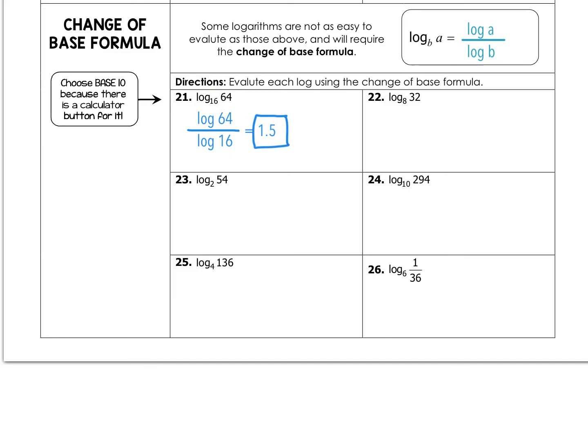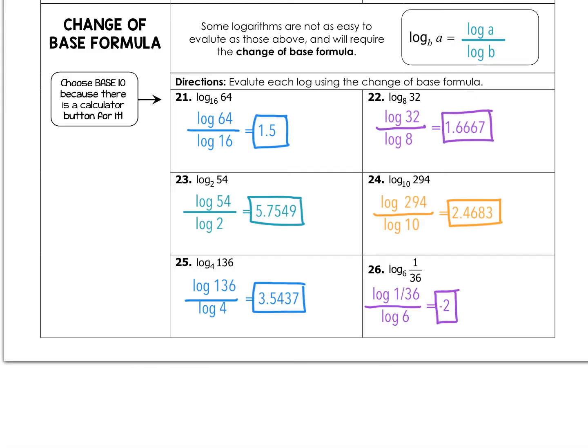So what I'd like you to do, using the change of base formula, is try these 5 remaining problems, and remember to round to 4 decimal places. Go ahead and pause the video now. All right, so look over these answers, compare them to yours, the setup and the answer. And if you didn't get that and you can't figure out why, make sure you mark it and we will talk about it when we discuss this lesson.